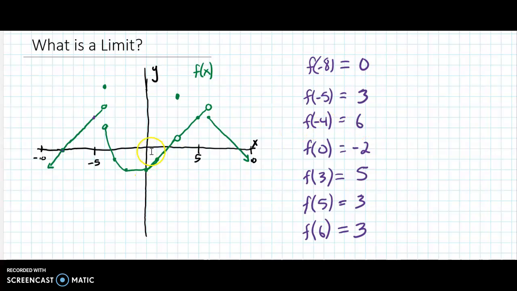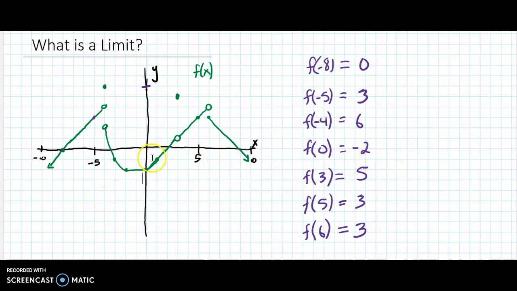Next is f of -4. So I go back to -4 and then I go up to where the function is. I pass through there because of the open circle. Pass through there. Boom, it's this right here. And that height is 6. Next one, f of 0. Well, I take the x value of 0, and that gives me this right here. So the height is -2.